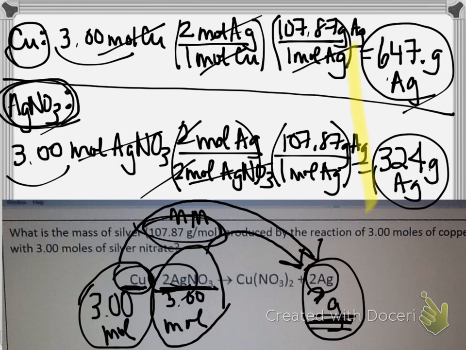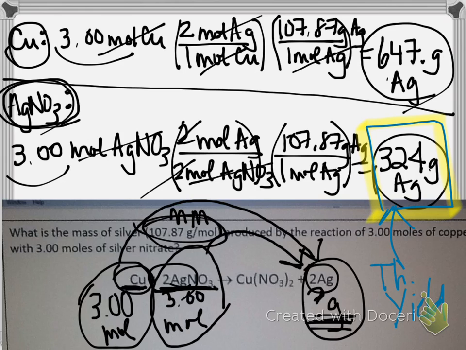So we would make 324 grams of silver. So are we going to make 647 or are we going to make 324 grams of silver? Well, you're not going to make both. You're always going to make the lesser amount. So what is this reagent or this quantity called? The lesser quantity of product you made? It's called the theoretical yield. All right? So theoretically, this is how much silver we would make.